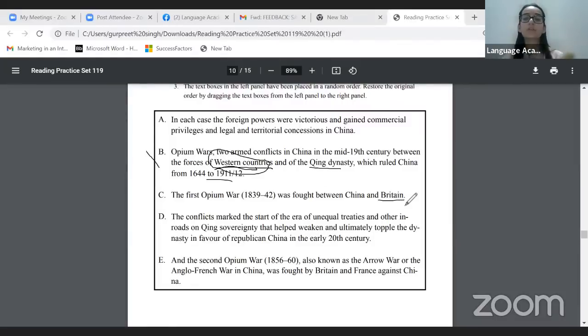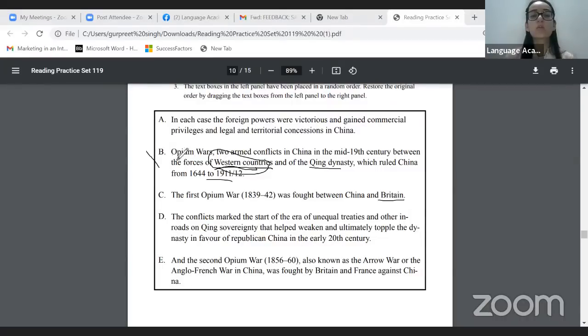A lot of you have written C before B. How can you say Britain first and then you say Western countries? Western countries means all of the and any of the Western countries, and Britain is just one example of a country. Never forget the broader to the specific rule.